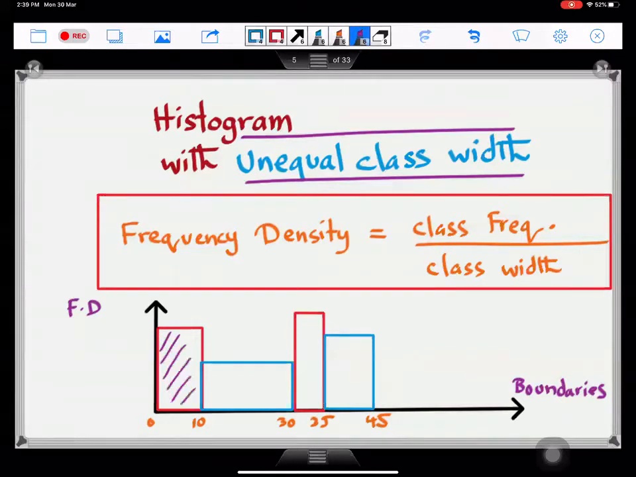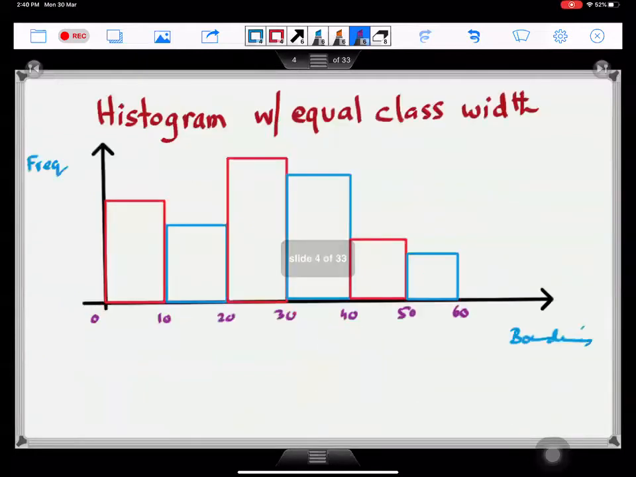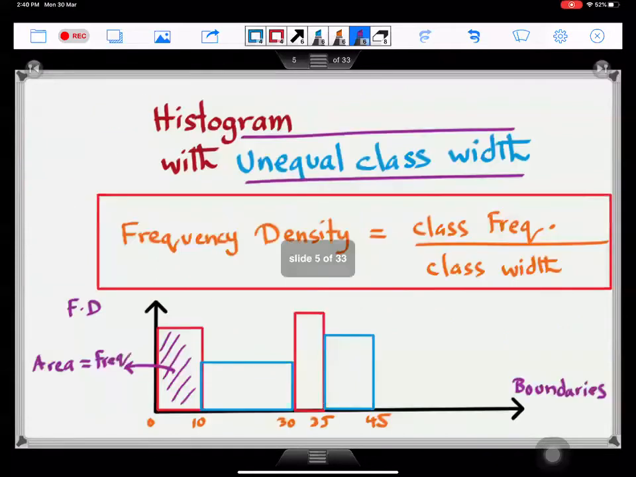This area would now be equal to frequency. What is the difference between this one and the previous one? Over here, frequency is basically the height. And in this one, area is equal to frequency.